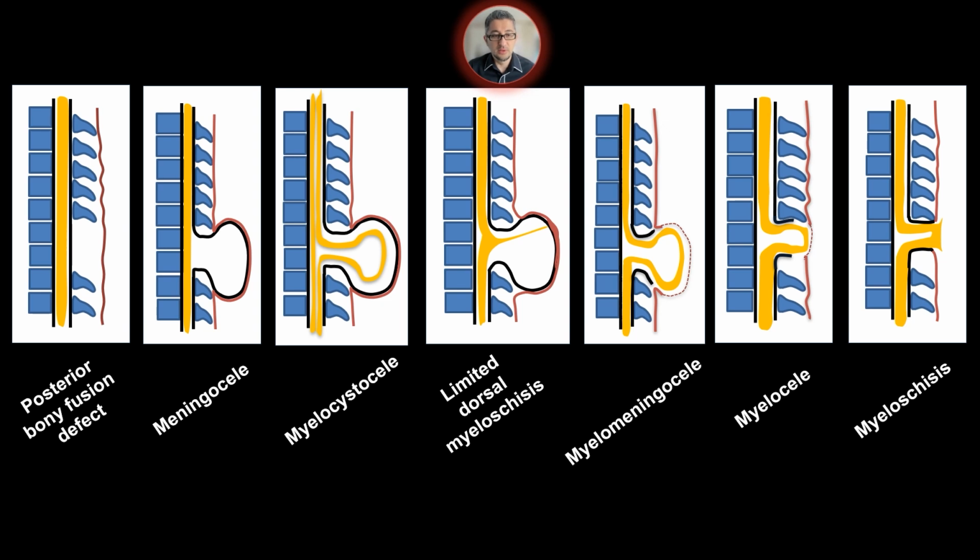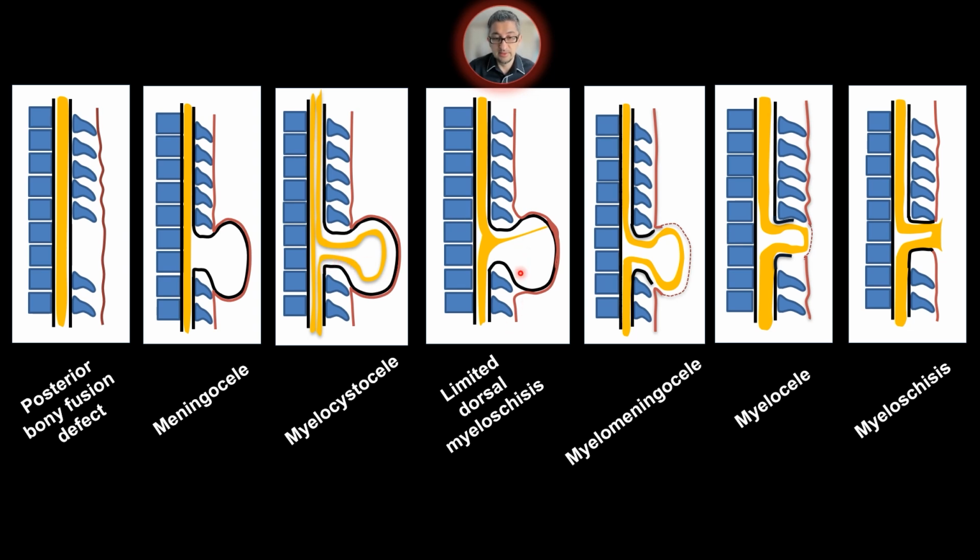The terminology of spinal dysraphism can be quite confusing, so I wanted to illustrate here the main anomalies. There may be a posterior bony fusion defect, as you can see here. In meningocele, there is herniation of the thecal sac through this bone defect, and it's covered with skin, and there are no neural elements extending into the thecal sac. In myelocystocele, there is herniation of the neural elements into the thecal sac, along with the CSF spaces, both within the subarachnoid space and central spinal canal.